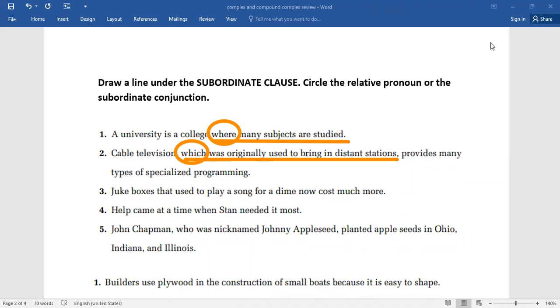Yes. Please, number three. Jukeboxes that used to play a song for a dime now cost much more. Okay, where's my subordinate conjunction? Oh, sorry, my subordinate clause.